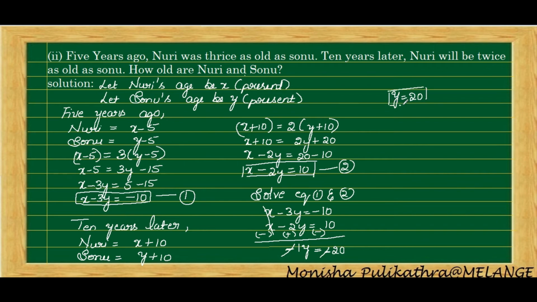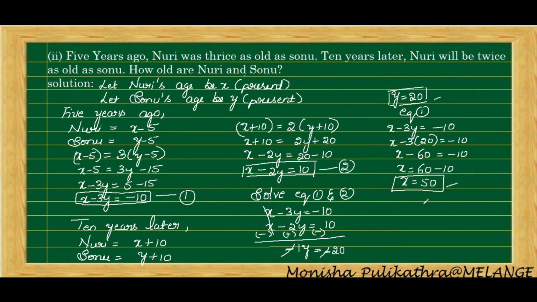Next we need to substitute this Y value into equation 1 or equation 2. So here I will be taking equation 1. X minus 3Y is equal to minus 10. X minus 3 into, in the place of Y we need to write 20 here. So X minus 3 2s are 6, so 60 is equal to minus 10. X is equal to, now I will be shifting minus 60 to the right hand side. It will become plus 60 minus 10. So X is equal to 50. So X is equal to 50 and Y is equal to 20.